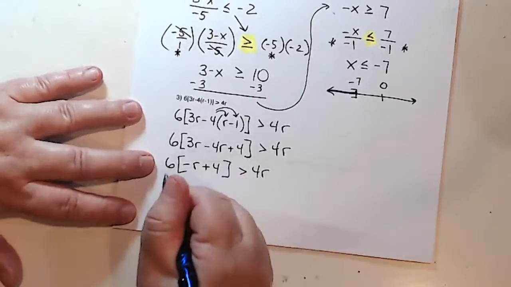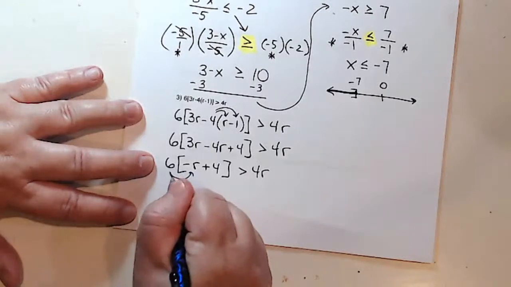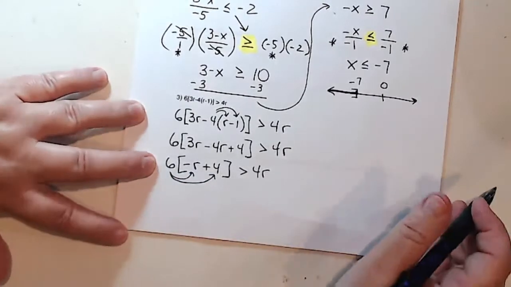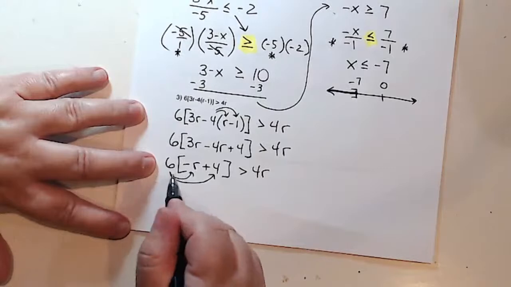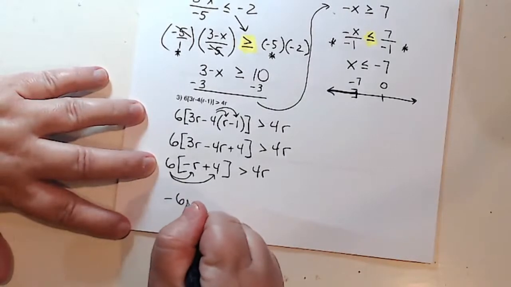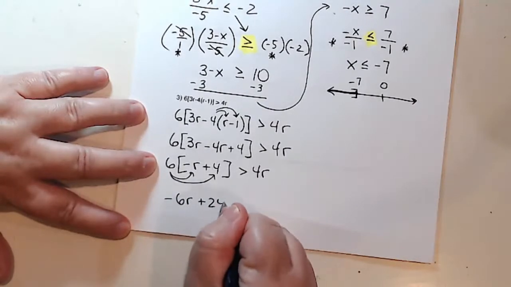And then I don't have any room on top, so I'm going to draw this on the bottom just to be exciting. I mean, it is San Francisco. And I'm going to multiply the 6 through. So I get -6r plus 24.